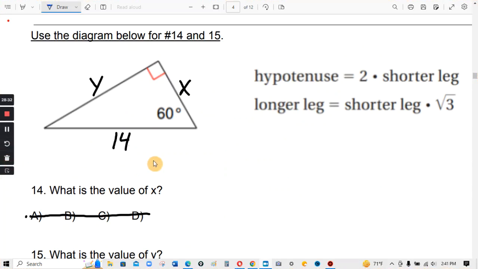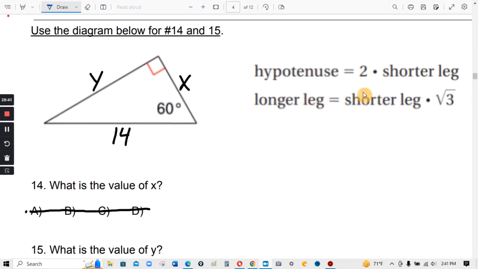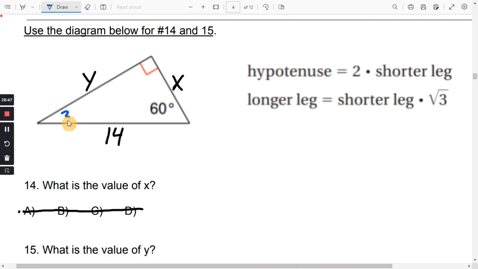All right, special right triangles, use the diagram for 14 and 15. So they want us to find x and y. I gave you the formulas here for the 30, 60, 90. This is 90, this is 60, so this has to be 30. This angle right here, 30 degrees. So, of course, we have the hypotenuse, the long leg, and the short leg.